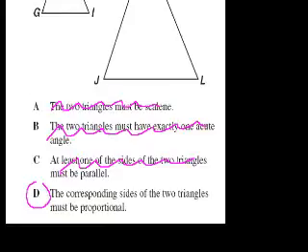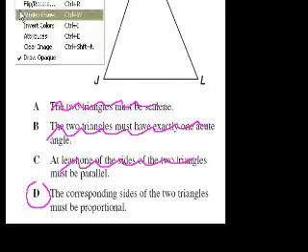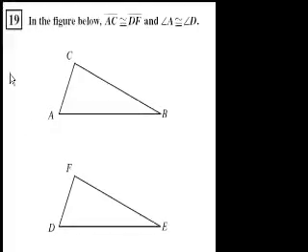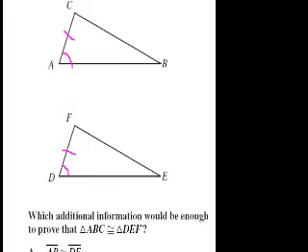Question 19. Let me erase this. I have copied it, and now I am pasting it. In the figure below, AC is congruent to DF. Okay, so they're equal to each other. AC and DF are congruent, and angle A is congruent to angle D. Fair enough. That's angle A, that's angle D. That's what they tell us.